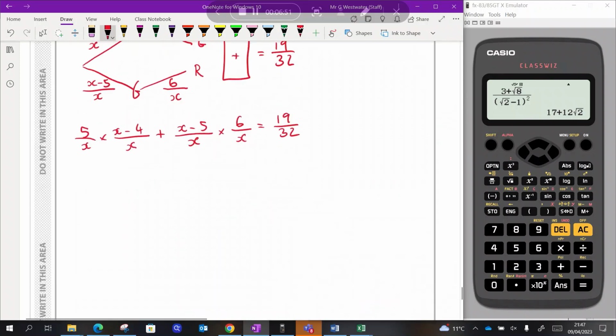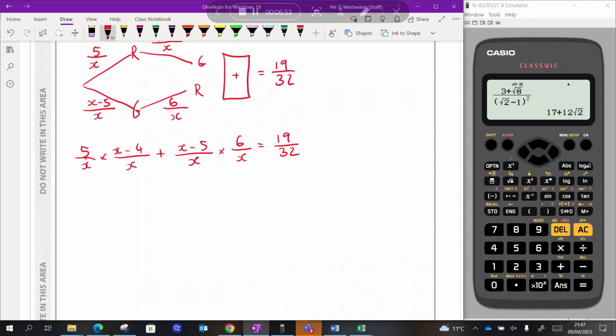Okay, how much space do I have? I've got enough space. So let's see what all of this is. I'm going to multiply the tops together and multiply the bottoms together of each of these individual multiplications. Okay, so 5 times x is 5x. Let's do this a bit further up. 5x, 5 times 4 is 20. So 5x minus 20 over x times x squared.